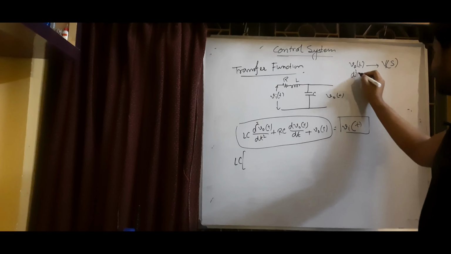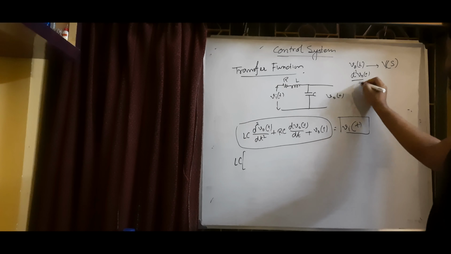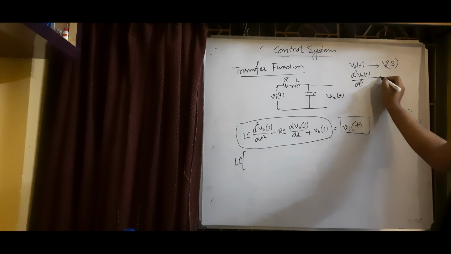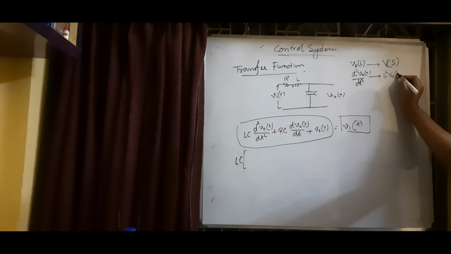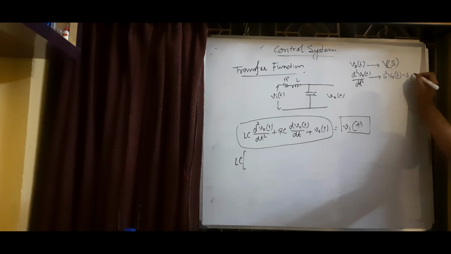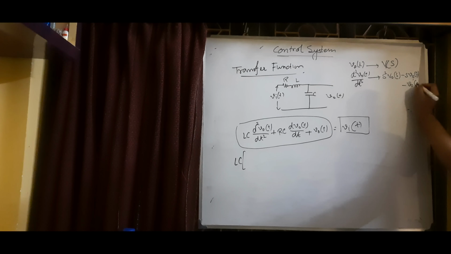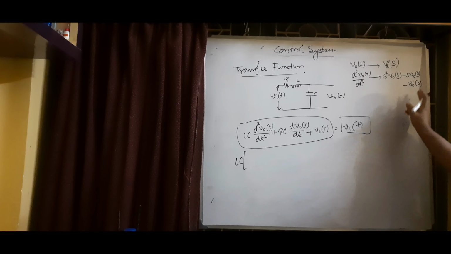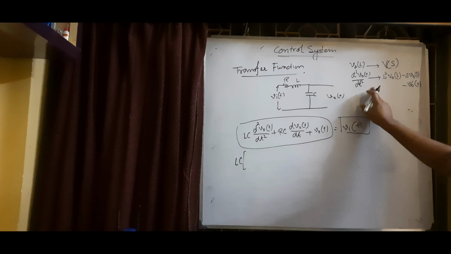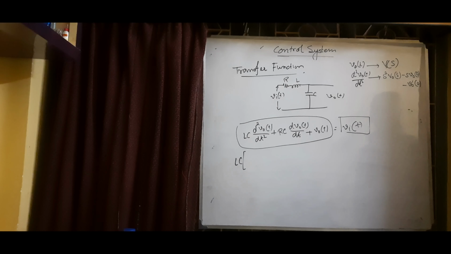So what will d2 v naught t dt2 have? It will have s square v naught of s, as you can remember, minus s v naught of 0 minus v naught dash of 0. This was the formula. You should remember this one.